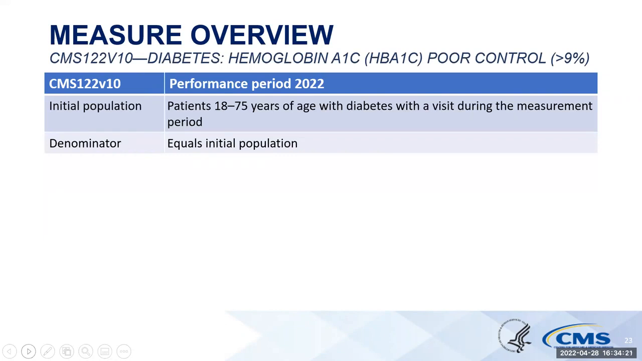Next, let's take a look at the population criteria for CMS 122. The initial population includes patients 18 to 75 years of age with diabetes with a visit during the measurement period, and the denominator equals the initial population.